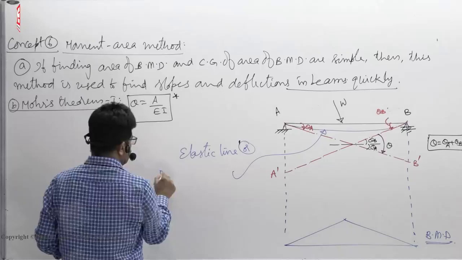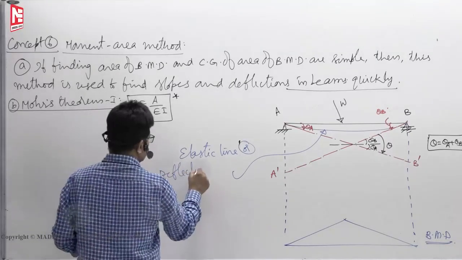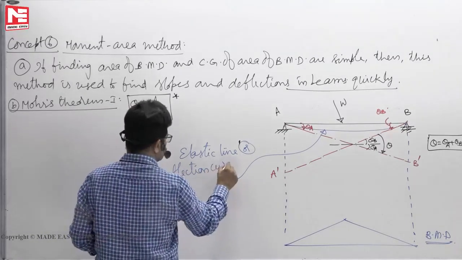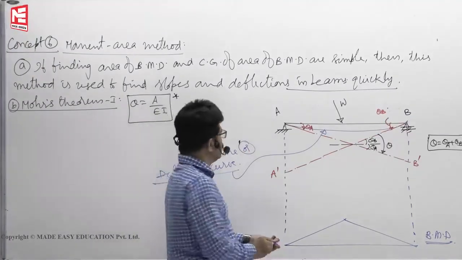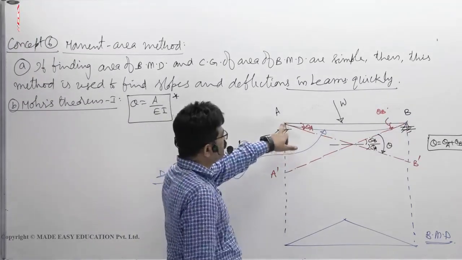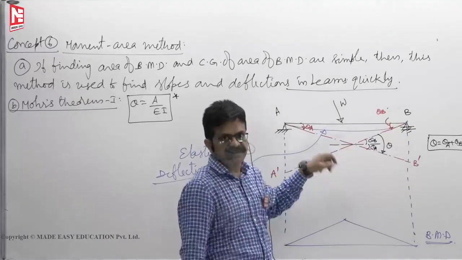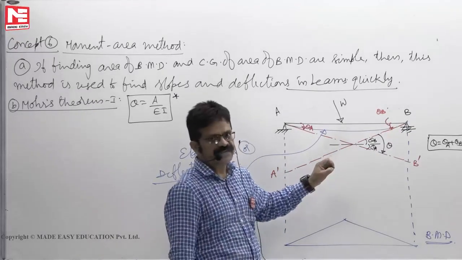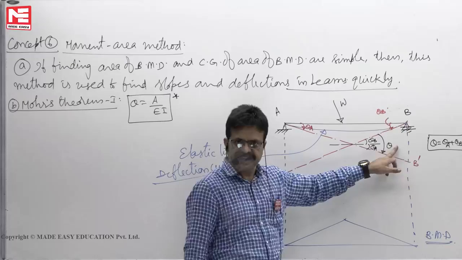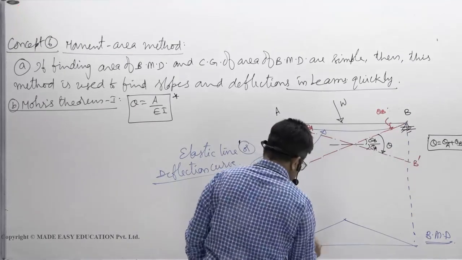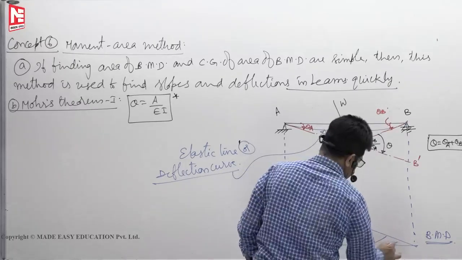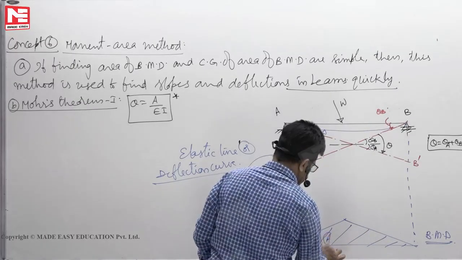What's the other name? Elastic line or deflection curve. Both mean the same. So what it tells you is the angle between the two tangents drawn on the elastic line, that is theta, is given by the area of the bending moment diagram between those two tangents. This is the total area, let us say.